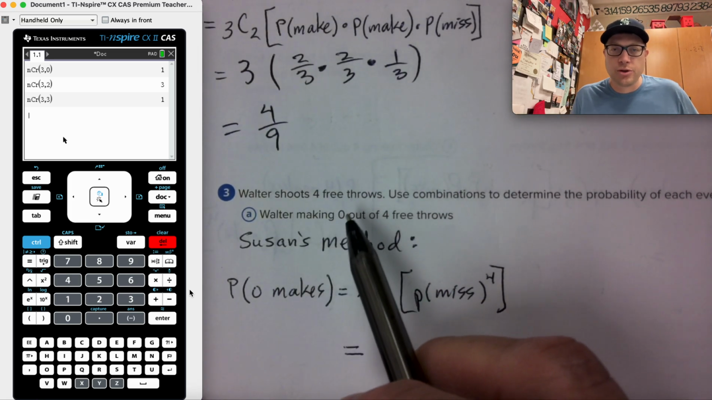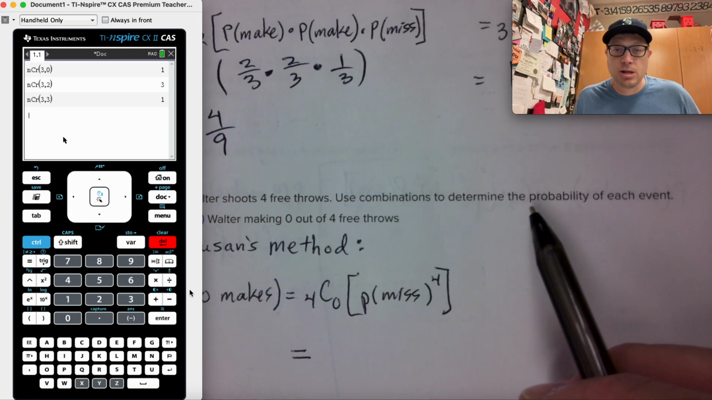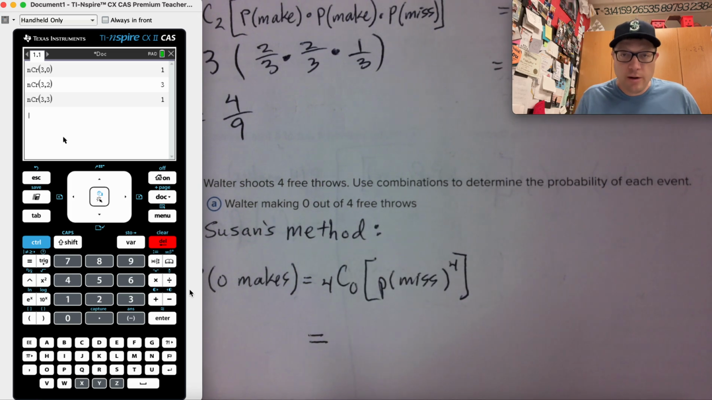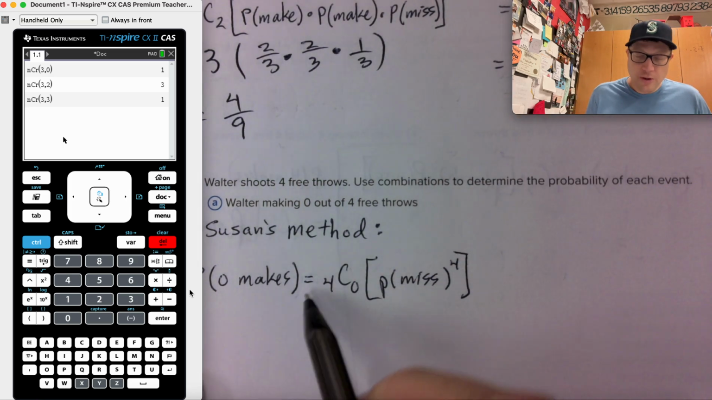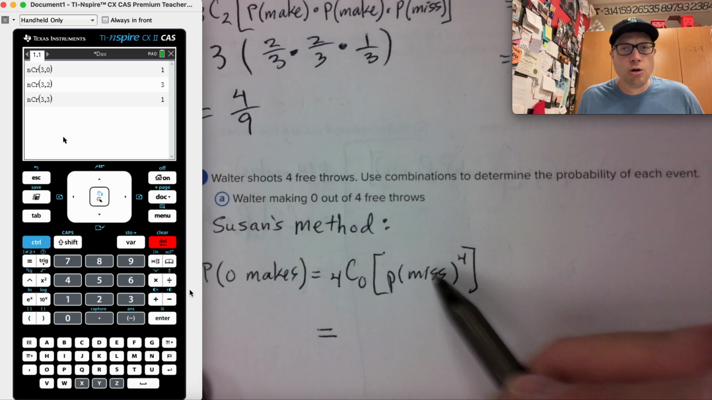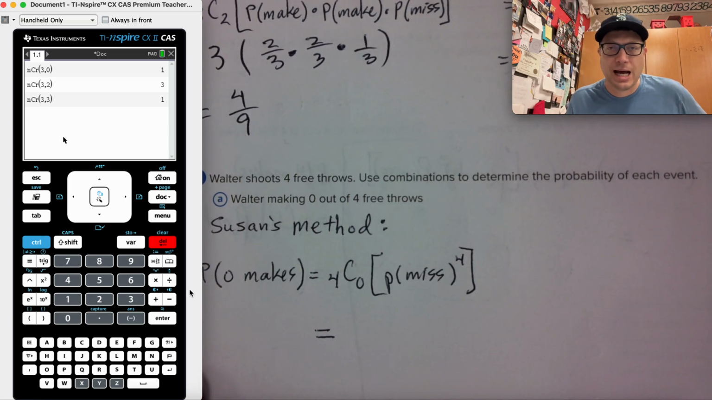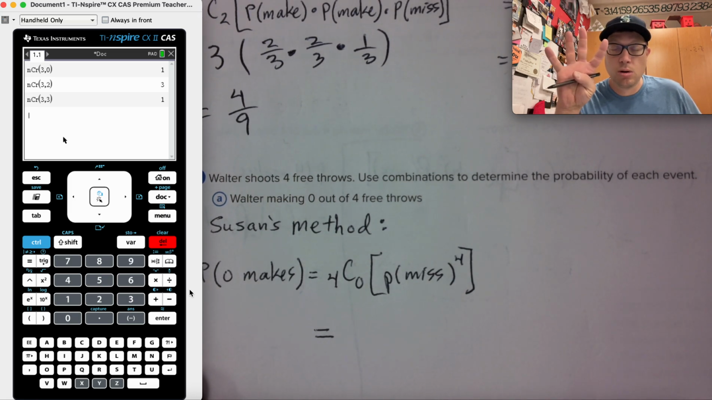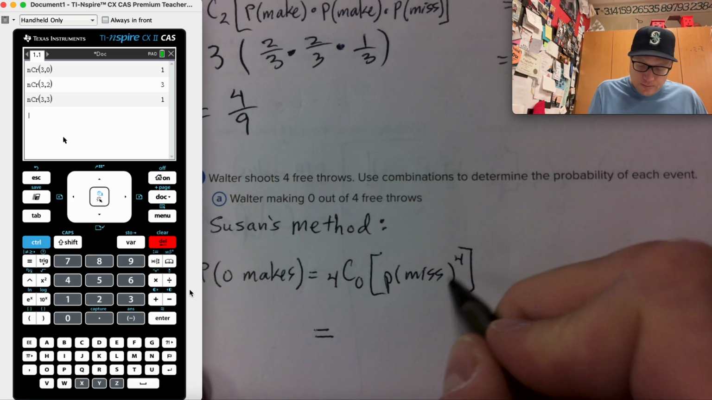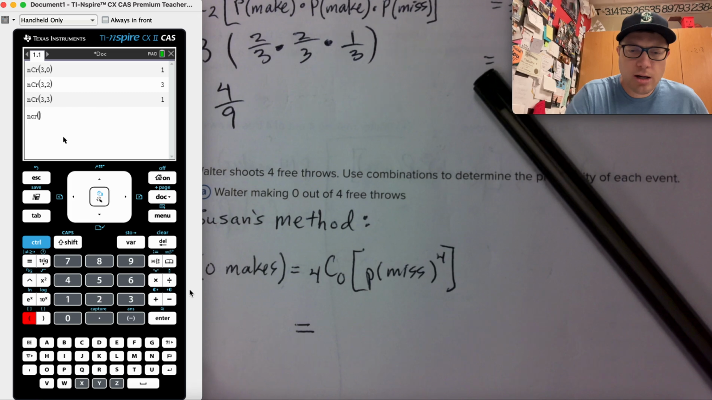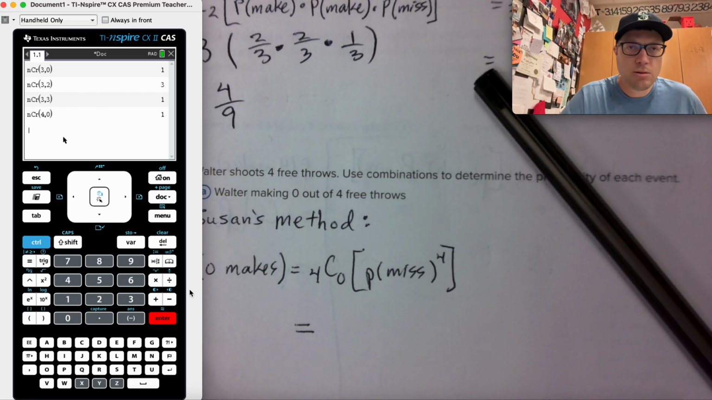Let's use Susan's method. Walter shoots 4 free throws. Use combinations to determine the probability of each event. Walter is going to make 0 out of 4 free throws. We have to use 4 choose 0. And then if he's going to miss all 4 of them, there's only one way that happens. Miss, miss, miss, miss. So the probability of missing to the 4th power. Here we go. NCR 4, 0.